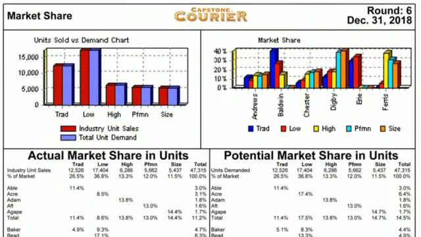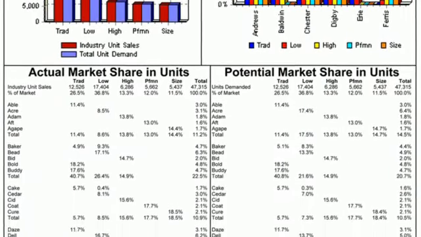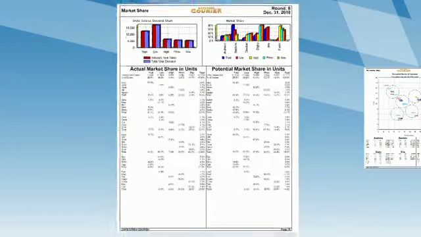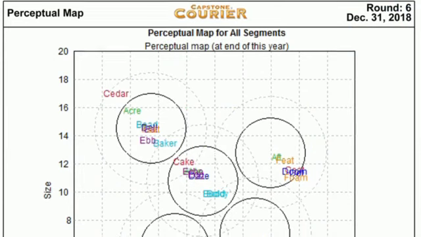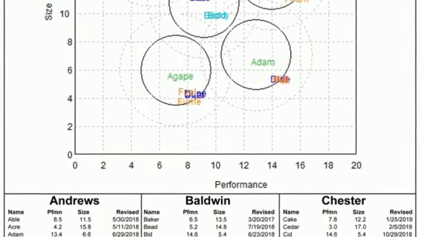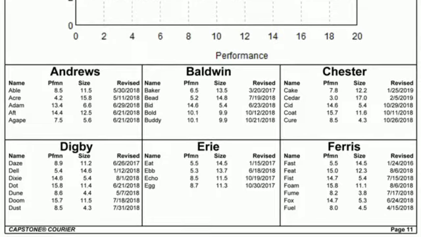The market share report breaks out sales and potential sales product by product. The perceptual map displays all products in all segments. A table at the bottom lists the exact coordinates.